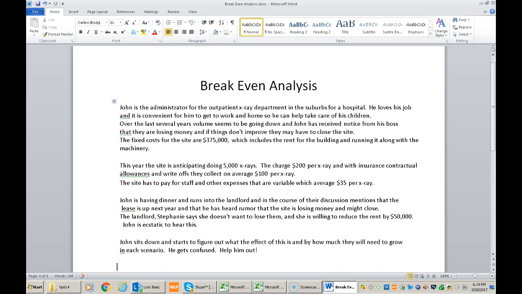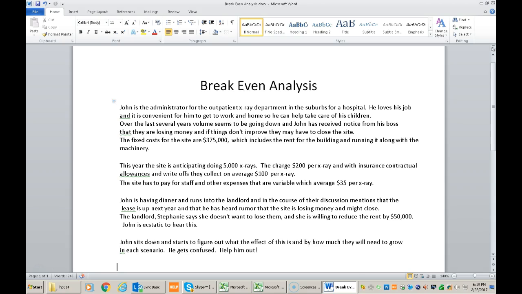He notes that the fixed costs for the site are $375,000, and that includes rent for the buildings and machinery. The site is anticipating doing 5,000 x-rays for the year. They charge $200 per x-ray. However, with insurance, contractual allowances, and so forth, they average $100 per x-ray. Costs for staff and other variable expenses are $35 per x-ray.